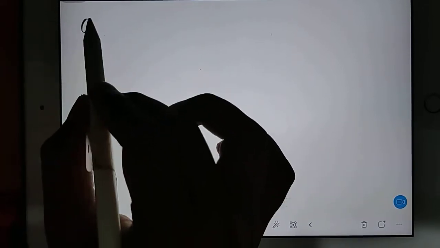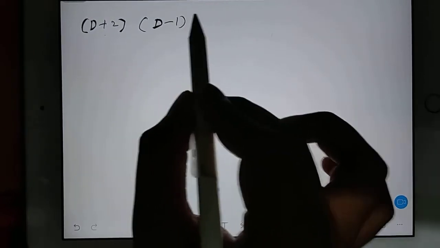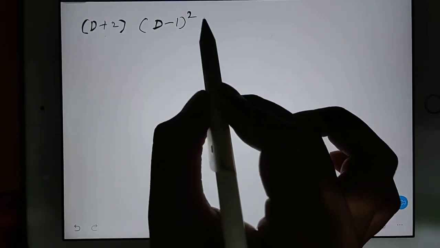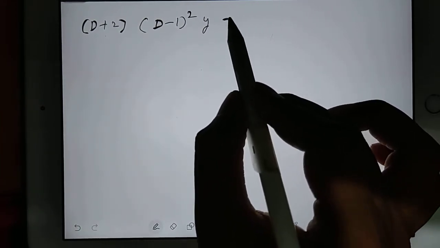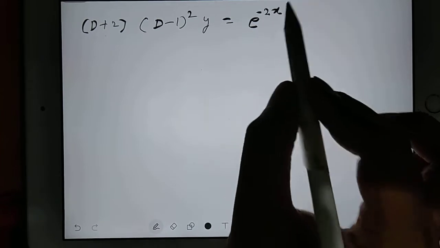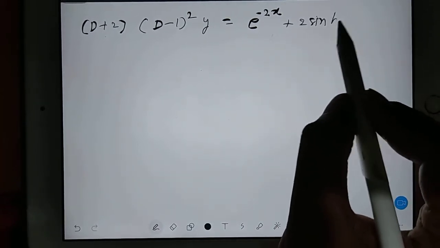I will write down the question again. (D plus 2)(D minus 1) whole square y is equal to e power minus 2x plus 2 sinh x.